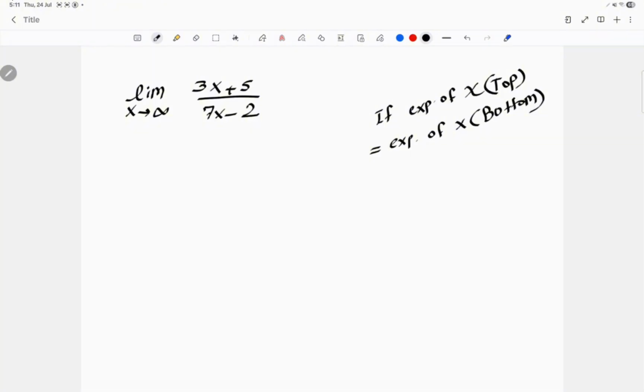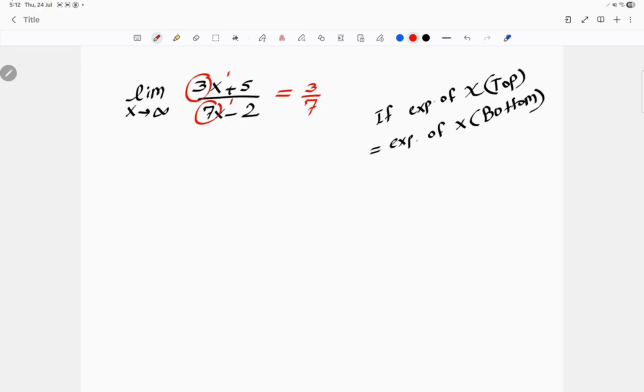So what's the biggest exponent of x in the numerator? 7? No, exponent. It's 1. How about the denominator? 1. So that means just pick your coefficients. So 3 over 7 is going to be our answer. That's it, if you have x approaching infinity and the numerator and denominator have the same powers or the same exponents.